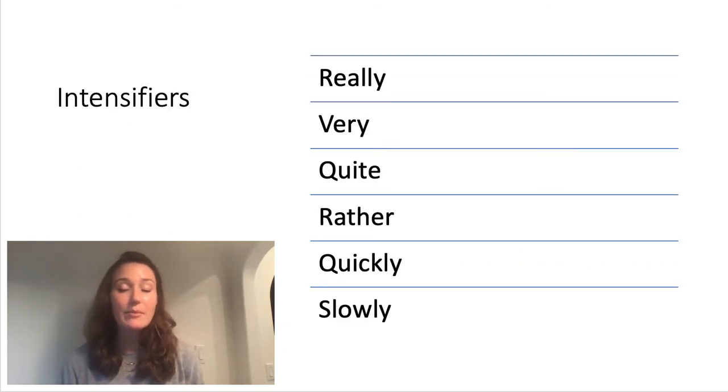Intensifiers. These are words, they can be adverbs, that unnecessarily add fillers to your writing. Really, very, quite, rather, quickly, slowly. I'm not saying to never use these words, but generally, instead of saying something like walked slowly, you could say ambled or strolled. Instead of saying really big, you could say huge or an even more vivid word. These are words that aren't very effective. Most of the time, you can get rid of them in your writing.